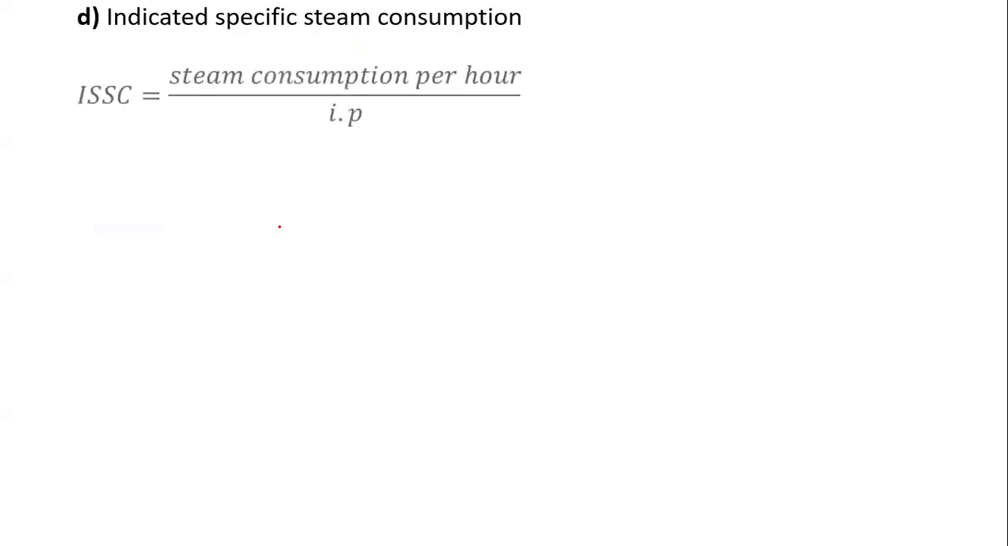Then let's go to the ISSC, indicated specific steam consumption. So this one is supposed to use the indicated power. So we're saying indicated specific steam consumption is steam consumed in 1 hour divided by the indicated power. And this one, it must be in kilowatts. Whichever units they have given, take it back to kilowatts, then you're okay.